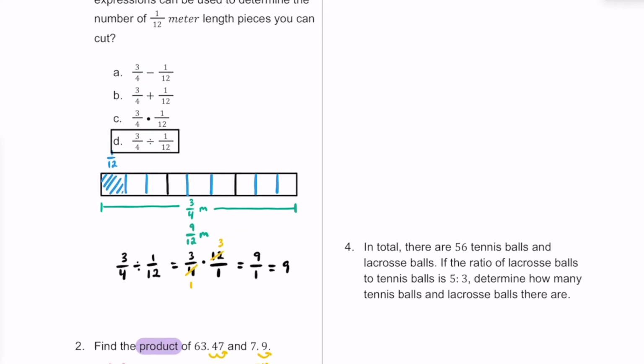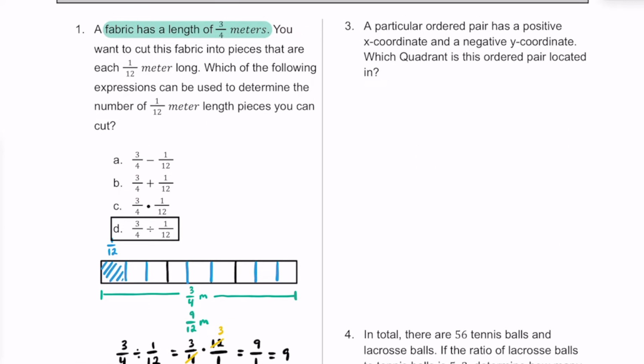All right, here is number 3. In number 3, a particular ordered pair has a positive x coordinate and a negative y coordinate. Which quadrant is this ordered pair located in? So if we're going ahead and taking a look at a coordinate plane, we can go ahead and see what this would look like. So here we have our x-axis and our y-axis. Here's x, here is y.